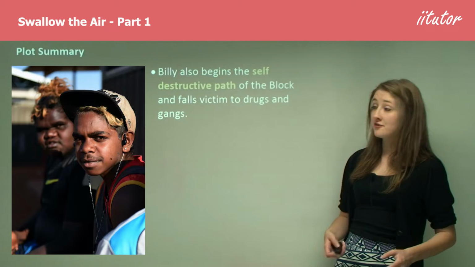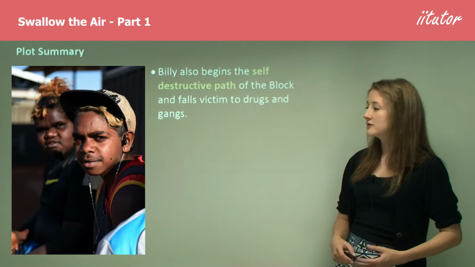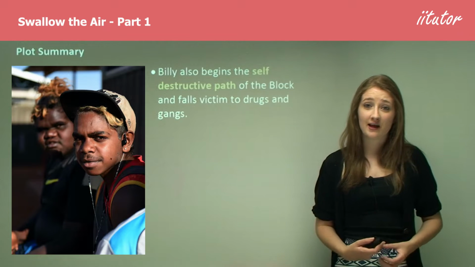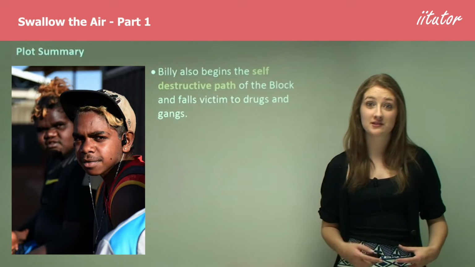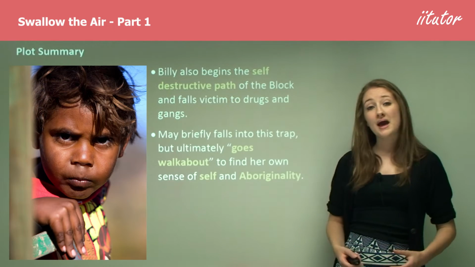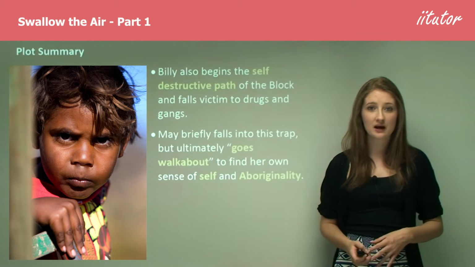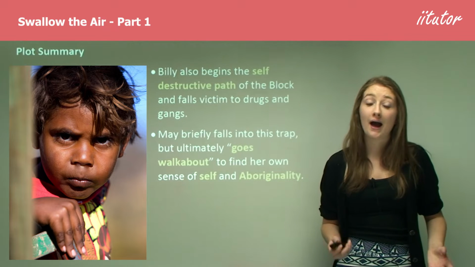Billy also begins the self-destructive path that the block shows him through falling victim to drugs and gangs. So Billy falls into this disadvantaged lifestyle, and things like crime and addiction are really detrimenting Billy's life. May also briefly falls into this. She's sort of experimenting with this lifestyle, but decides that it's not the lifestyle for her, and she thinks that there's more out there for her.